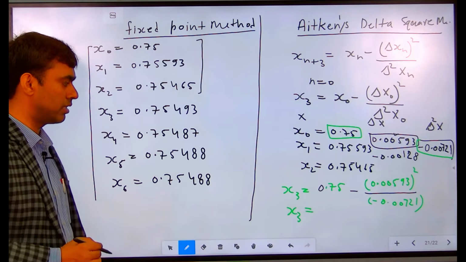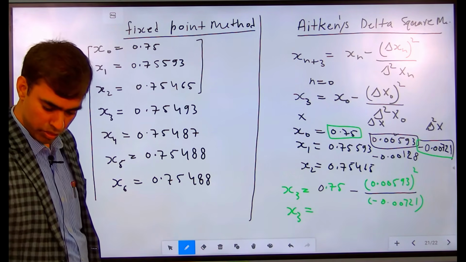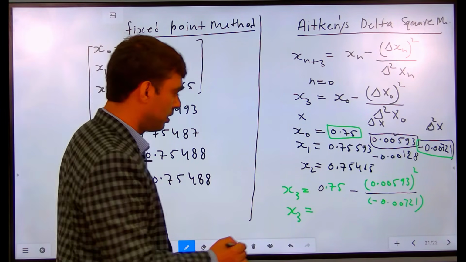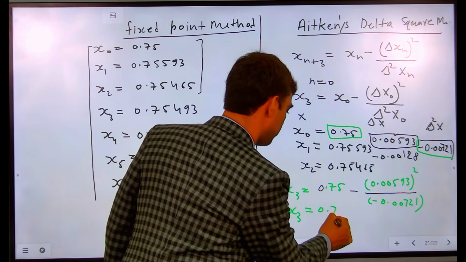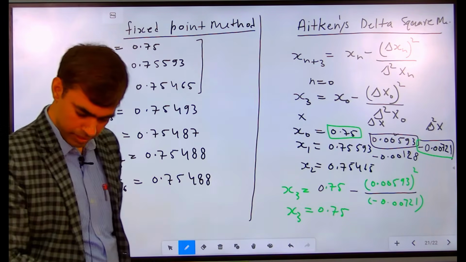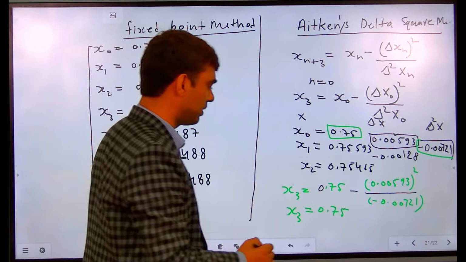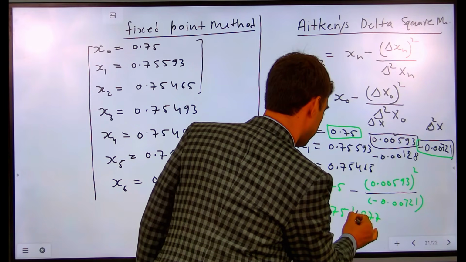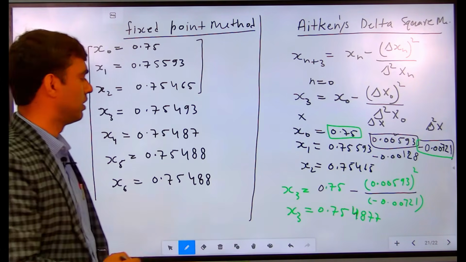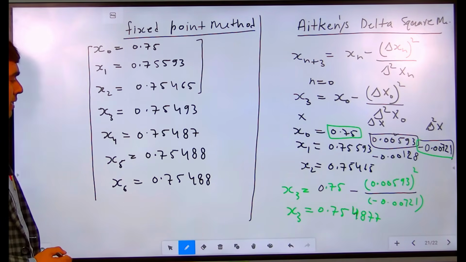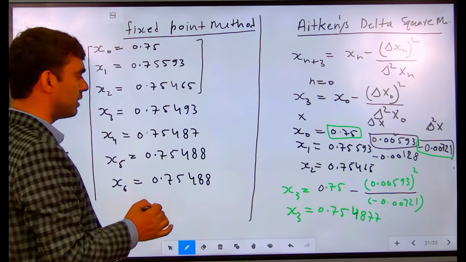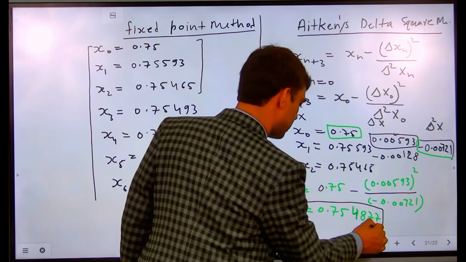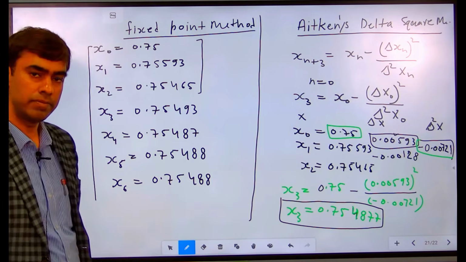We already calculated this value. What is the value of this one? The value of this one is 0.754877. Just compare this result. This one is the value after the third iteration.